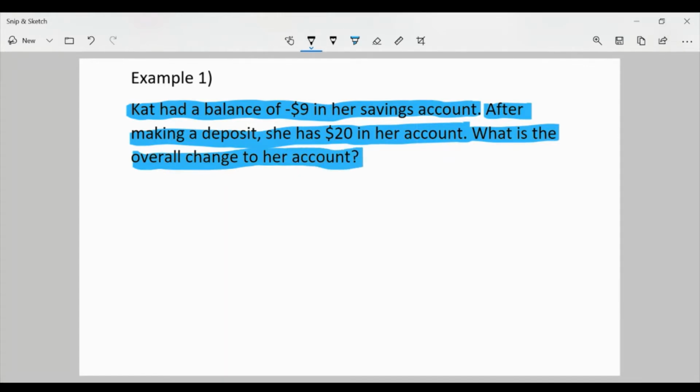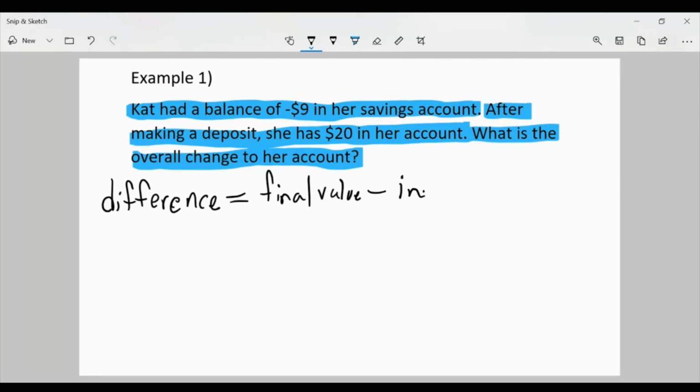All right. So when we're looking at these kinds of problems, we want to set it up and find the difference, right? So the difference would equal our final value minus the initial value.